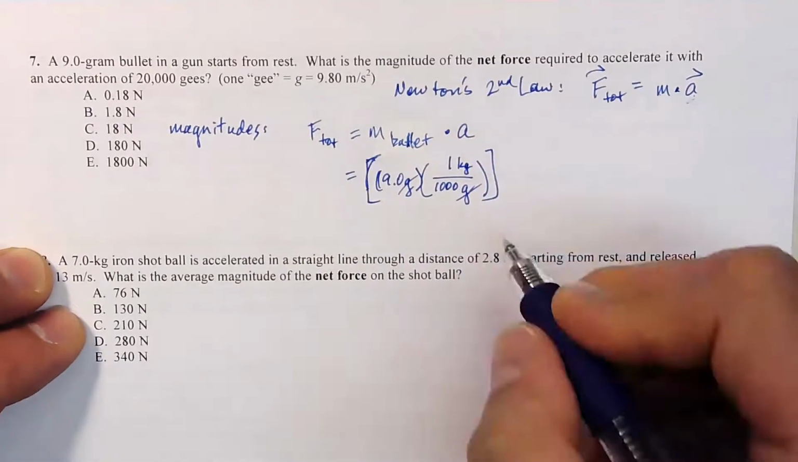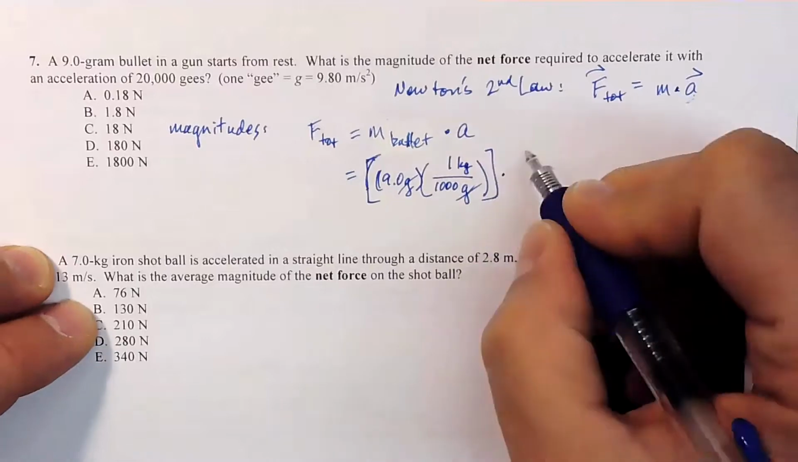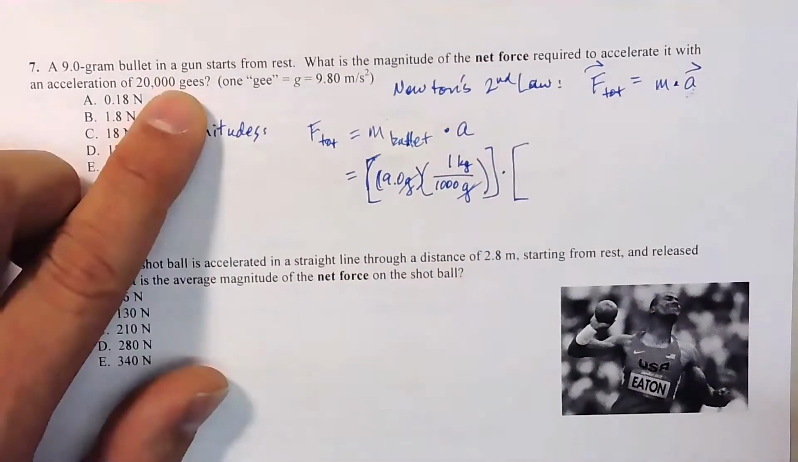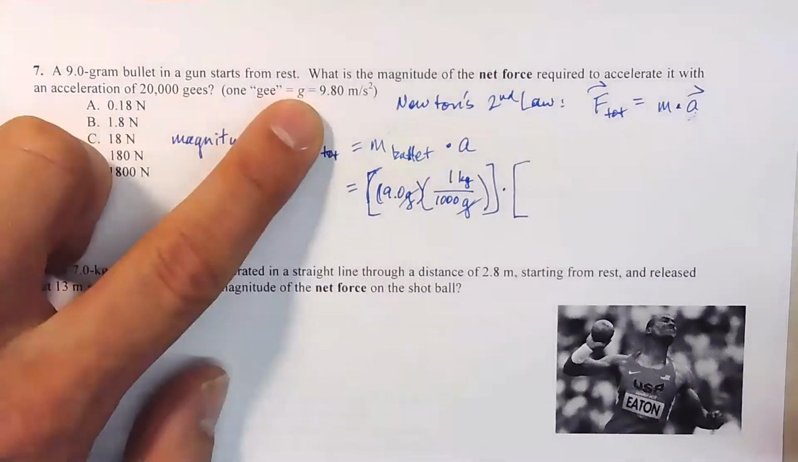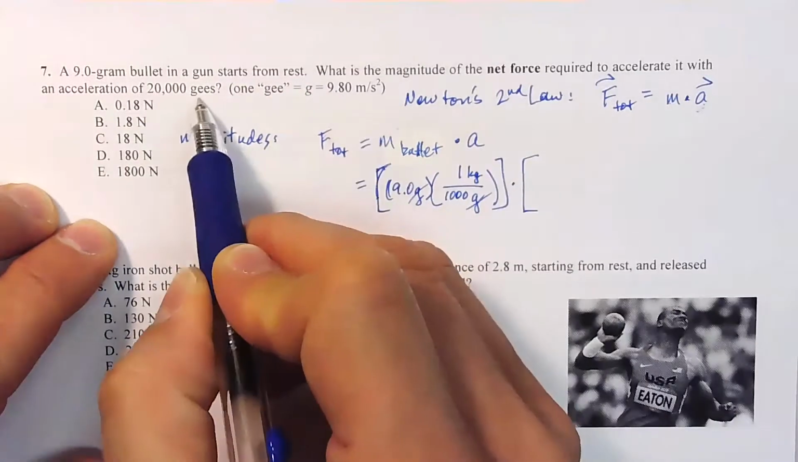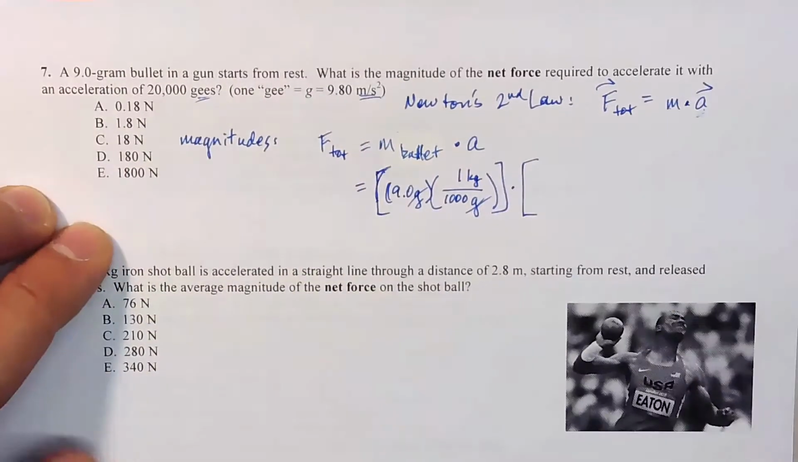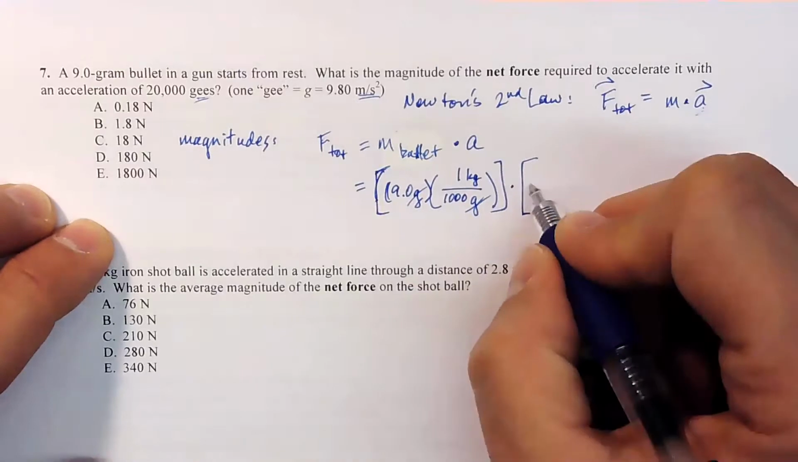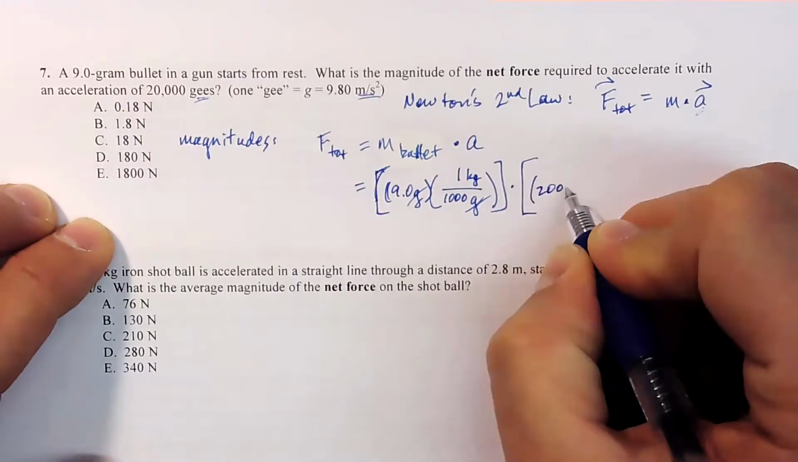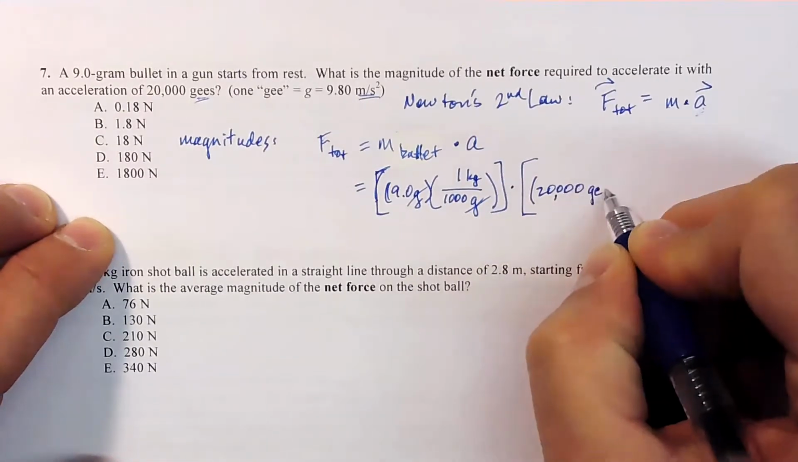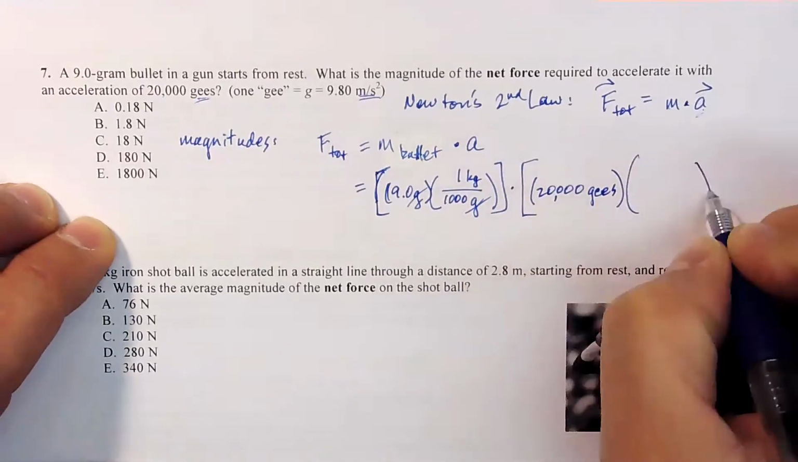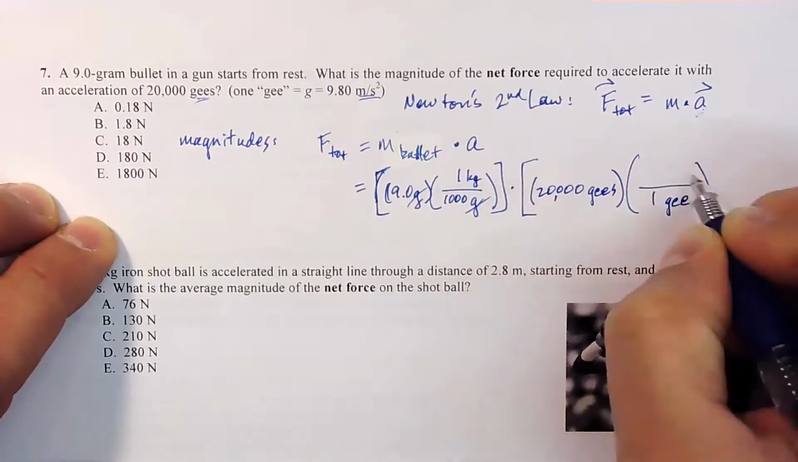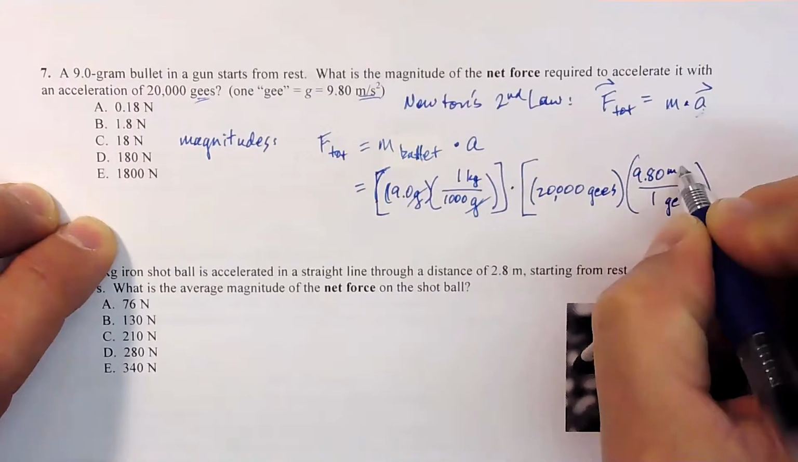Okay, good. Now I have kilograms. And then the acceleration is 20,000 Gs. Well, Gs is basically like a unit. So I need to make sure I convert these Gs into my MKS units, which are meters per second squared. So I have 20,000 Gs, and I'm going to convert those Gs into meters per second squared.